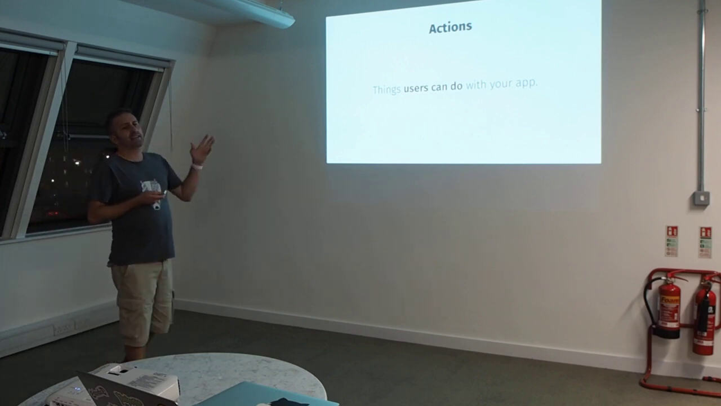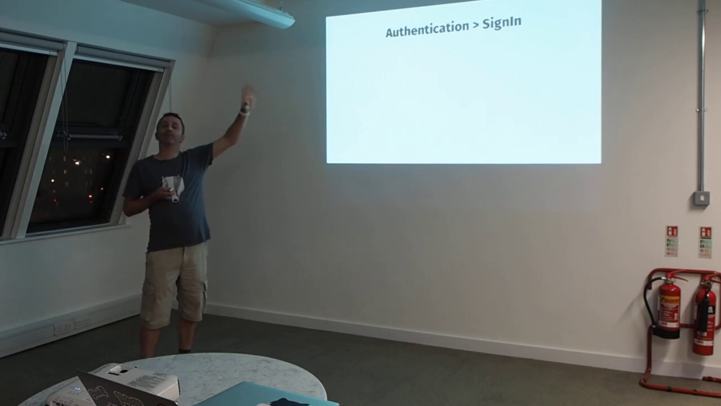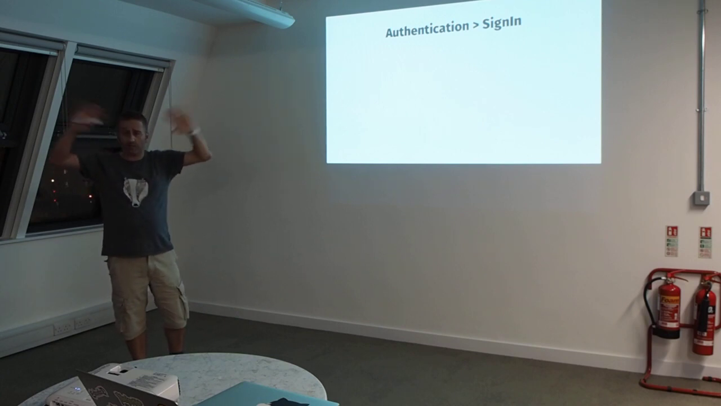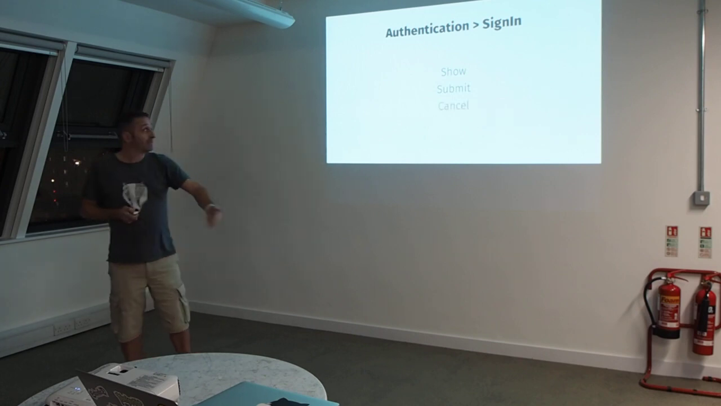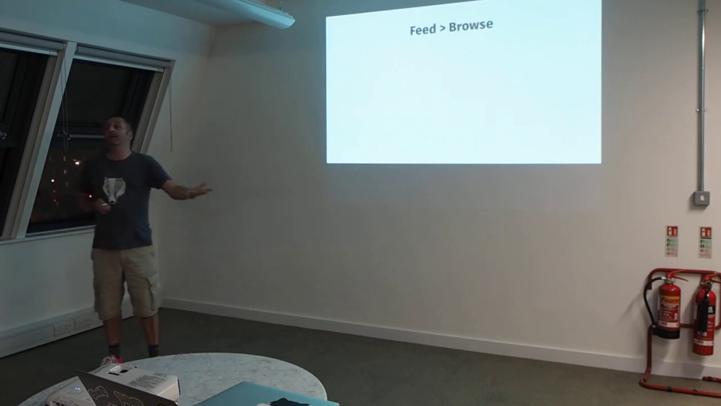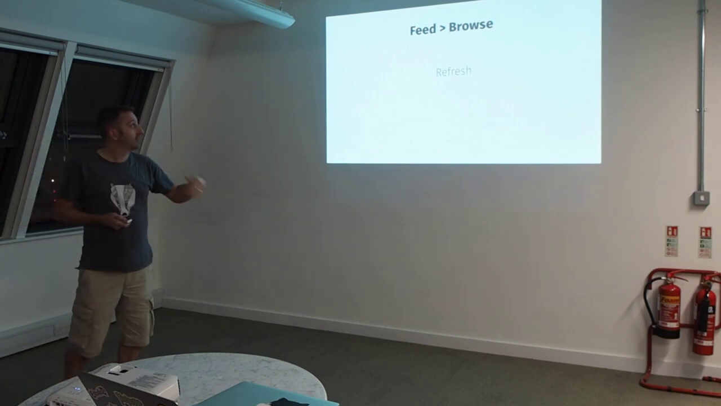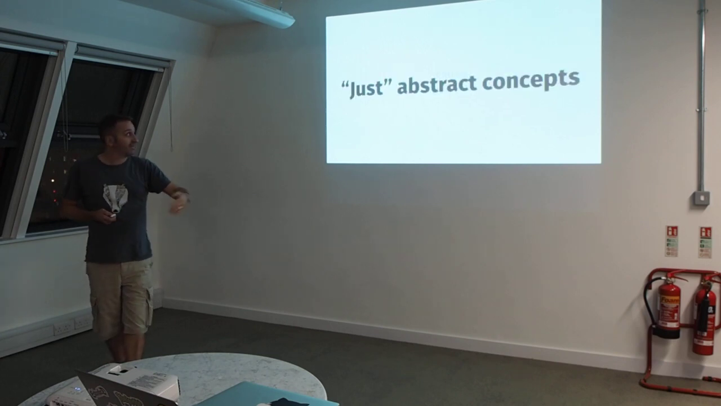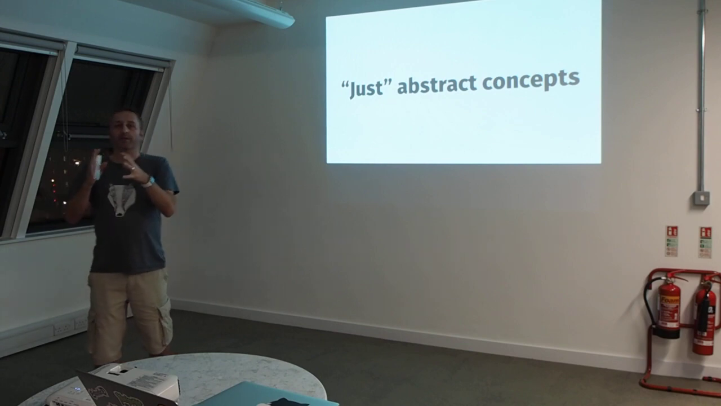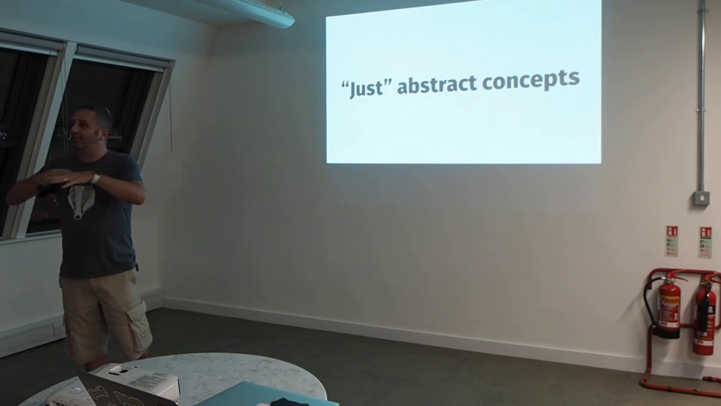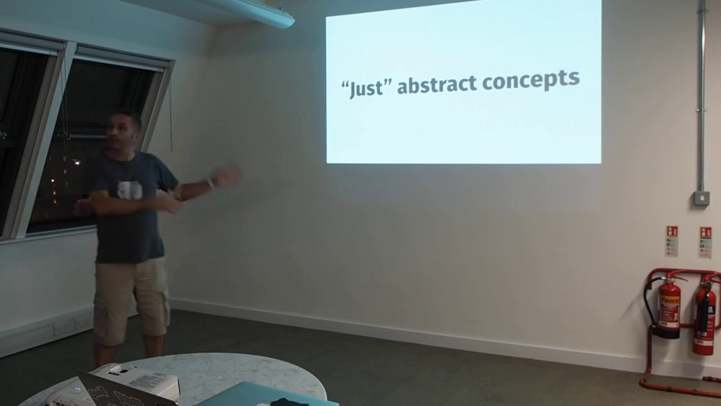So, with authentication, say we're on the sign-in sub-feature of your authentication feature. Conceptually, this is all abstract. You have things like showing it, submitting, and cancelling. Okay, so you have a feed you might browse. You're in the browse feature of your feed feature, and you may refresh it, or you may load more. That kind of thing. But like I said, these are just ideas, but it's important to grasp those because they exist inherently in all of our apps. I think everyone will agree. We've all got that kind of stuff, but we don't talk about it in these terms.